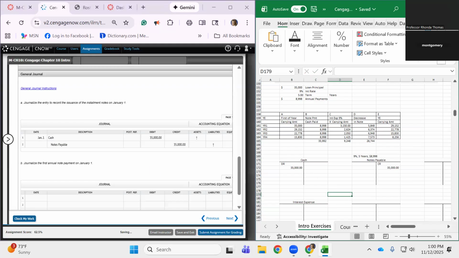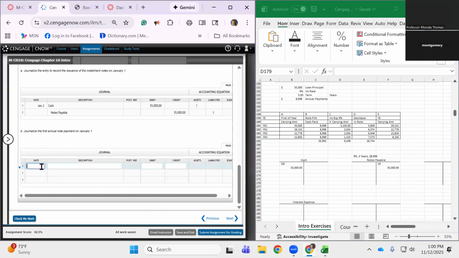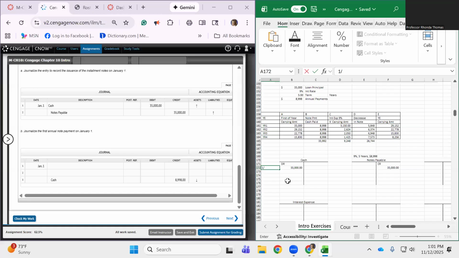Okay, so now we're going to make a payment. The first payment is the next year. So now it's time to make a payment. January 1st. The payment is going to be cash going down by the amount of the payment. $8,998 is how much the payment is going to be. So I'm going to show that here. This was on January, and it doesn't tell you what year this is, so let's just put January 1.